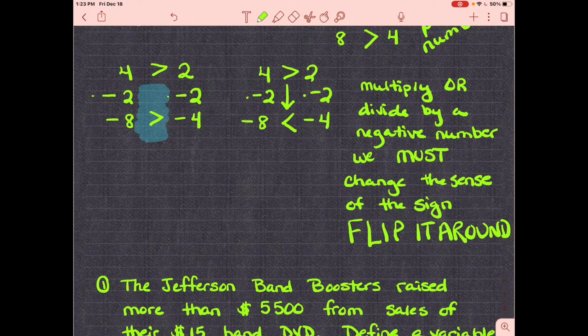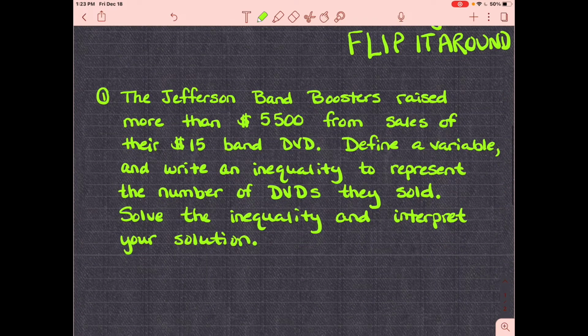All right, so let me work a word problem for you. The Jefferson Band Boosters raised more than $5,500 from the sales of their $15 band DVD. Define a variable and write an inequality to represent the number of DVDs they sold. Solve the inequality and interpret your solution. So never try to do all of that at once. Just start at the beginning. Define a variable. So we don't know how many DVDs. So the variable X or D or whatever you want it to be could be the number of DVDs. N would even be great.